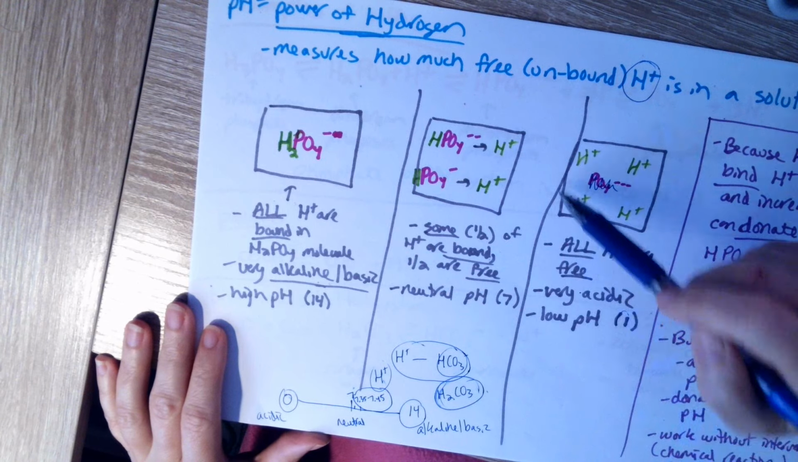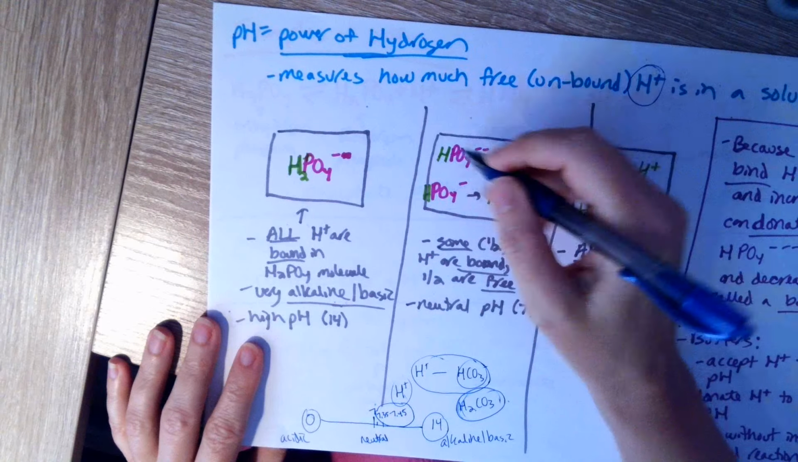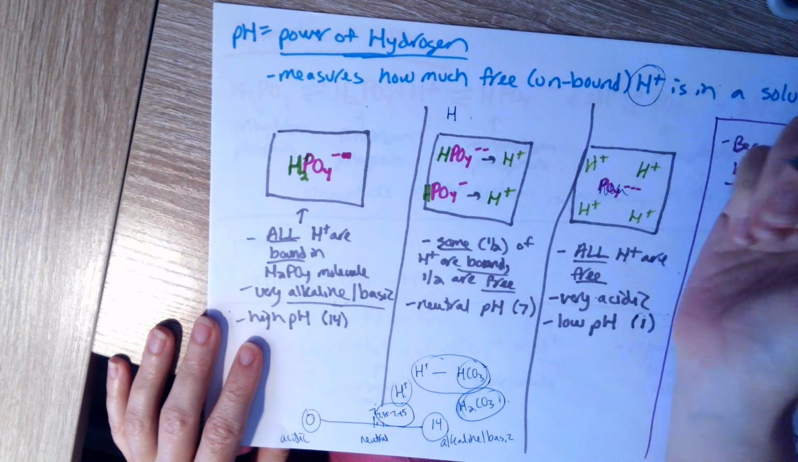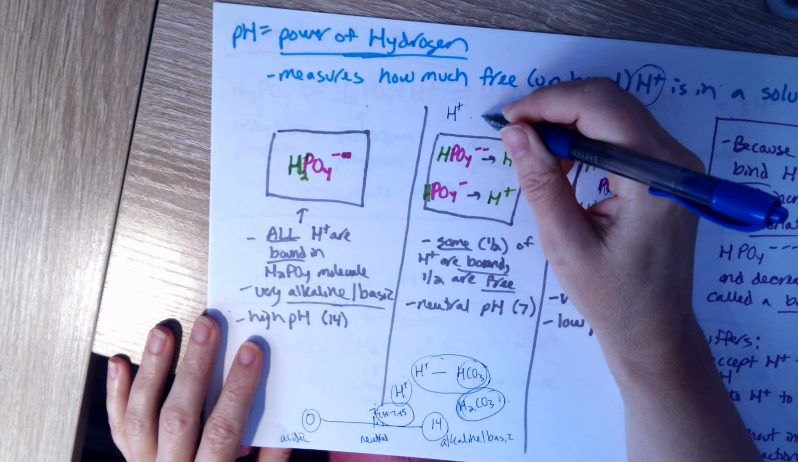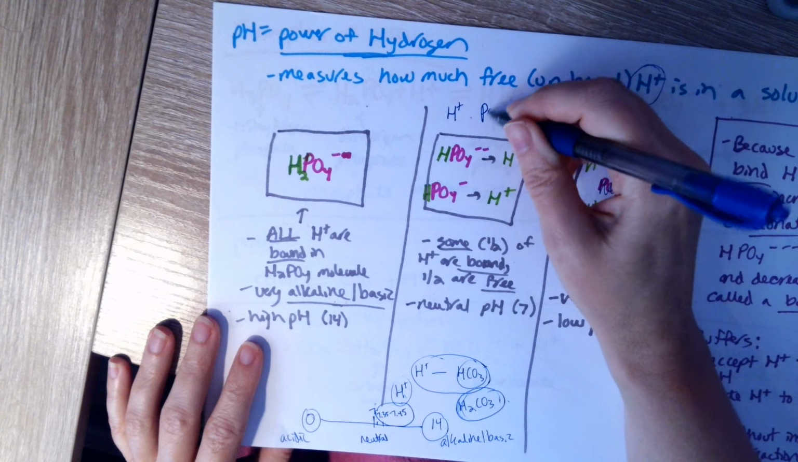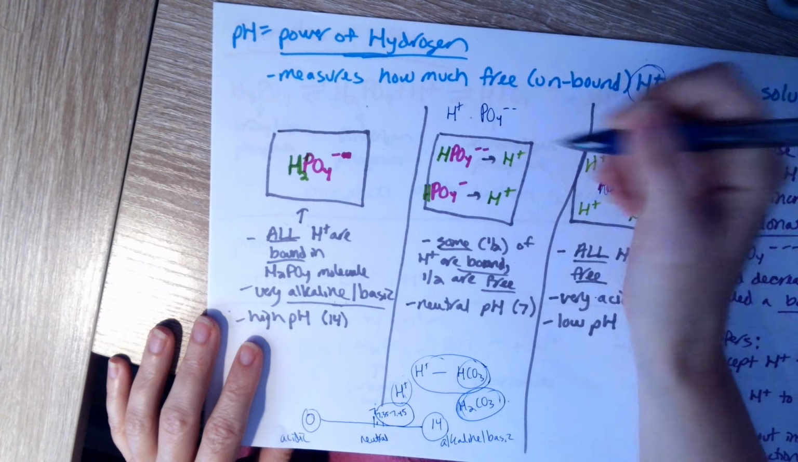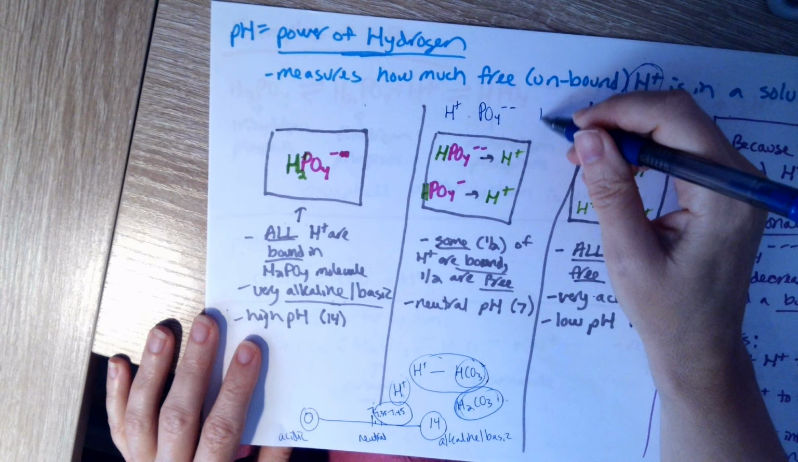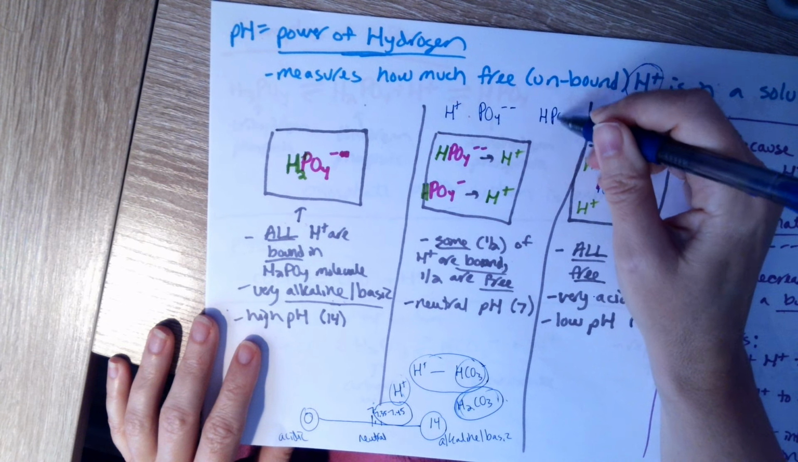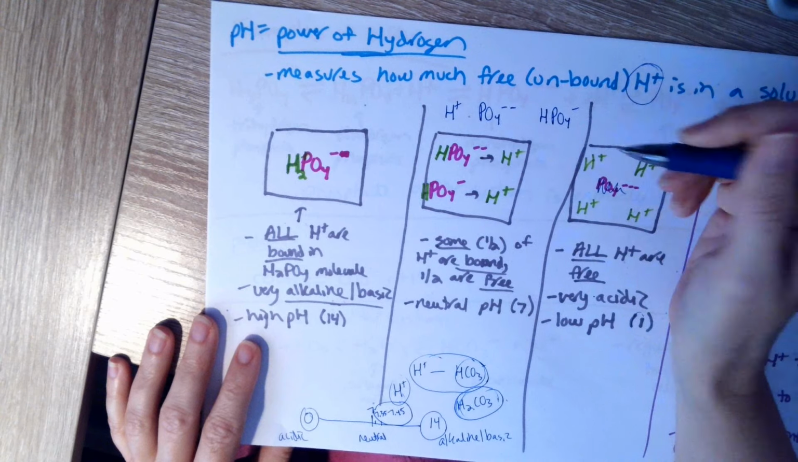So with a buffer system, let's just look at this one. We have three molecules here. We have hydrogen, we have PO4 with two minuses, and then we have where we can bind the hydrogen to the PO4.